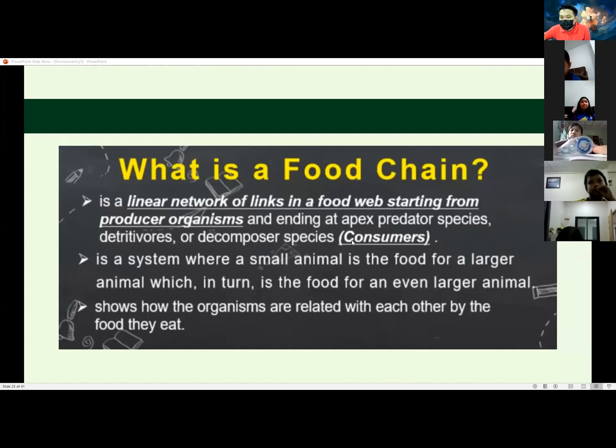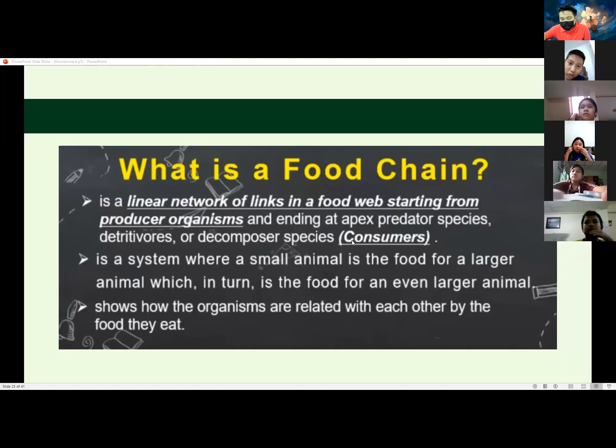Snake can be eaten by what? Eagle or owl.